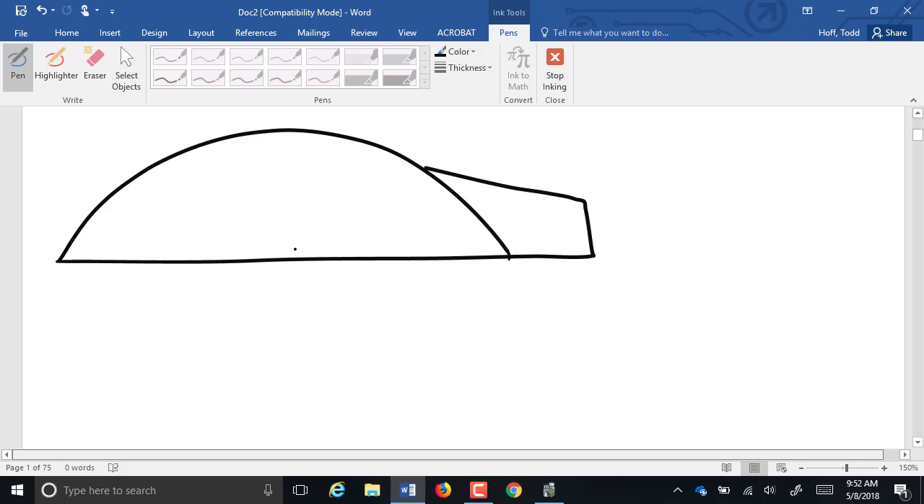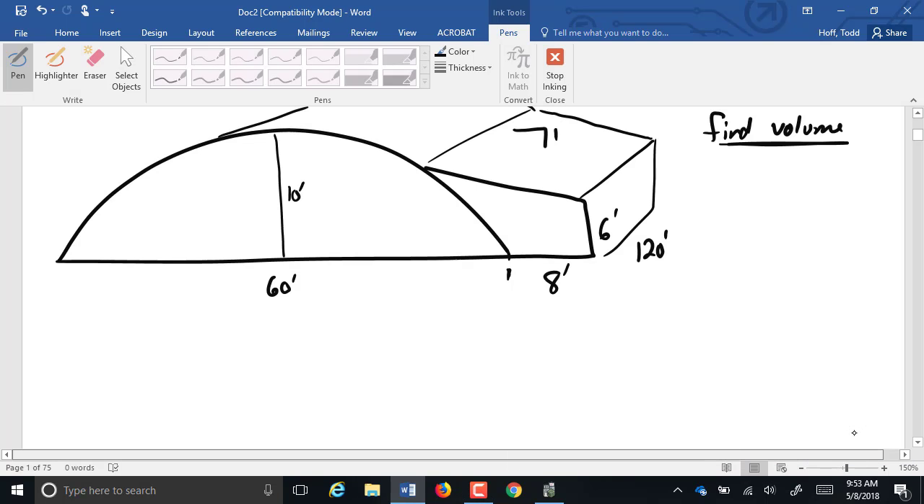So let's say we've got to here. Let's make this. Let's see what I want to put in here. Okay, we're going to find the volume of this.